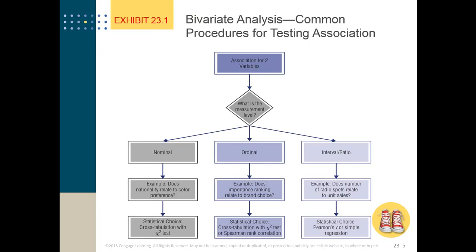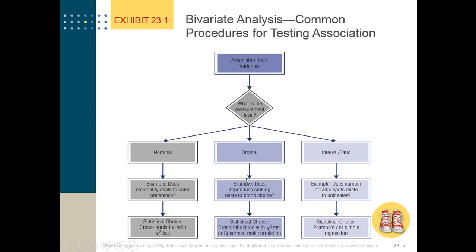Now, what statistical techniques we use, first of all, depends on the measurement scale of the variable, and then what we are testing or what we are examining. For example, we are finding out association between two variables. So what is the measurement level of the variable? Is it nominal, ordinal, interval, or ratio? If it is a nominal variable, then let's say what we are looking for: does nationality relate to color preference? Nationality is a nominal variable, color preference is a nominal variable. Since both the variables are nominal, we go for a chi-square test.